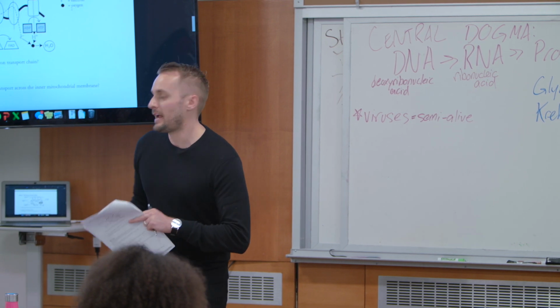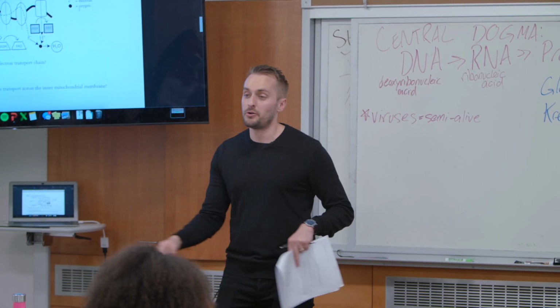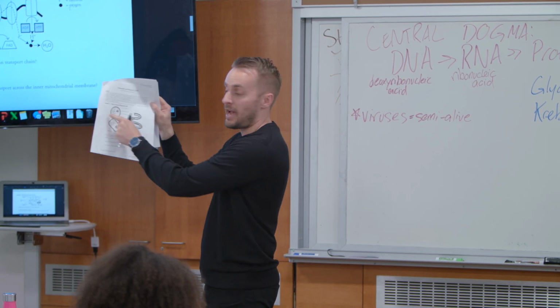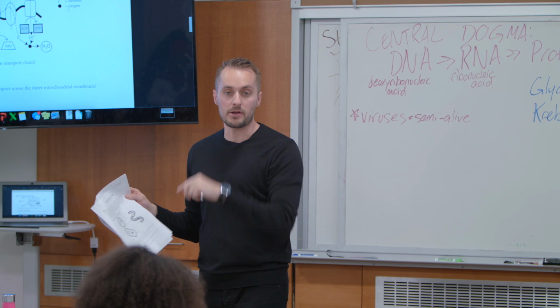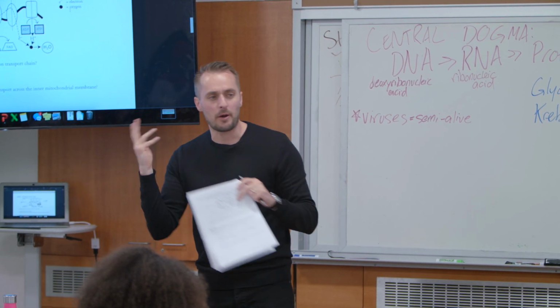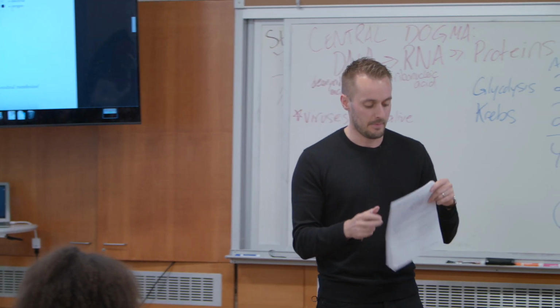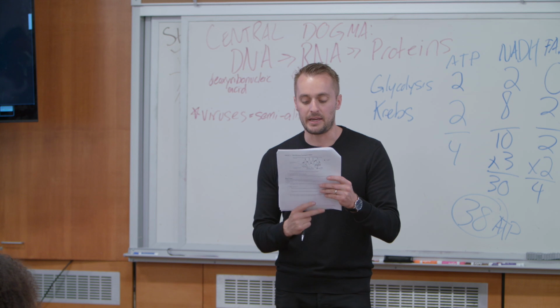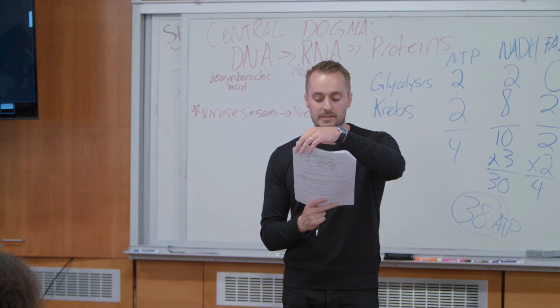I make 38 ATP molecules compared to these guys who can only have the ability to make 2 for every glucose molecule they can. That's very inefficient. If you have a mitochondria, think about how much more efficient that is.